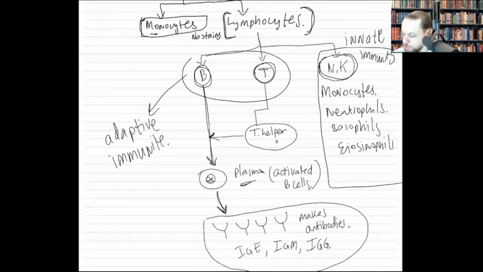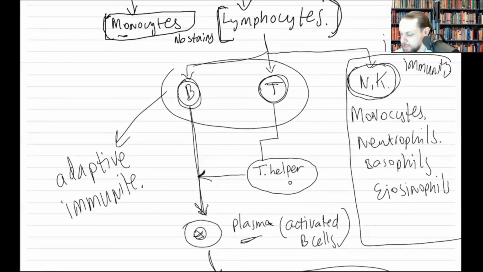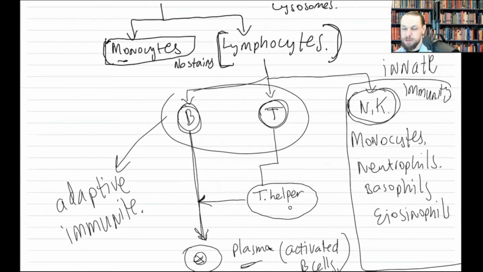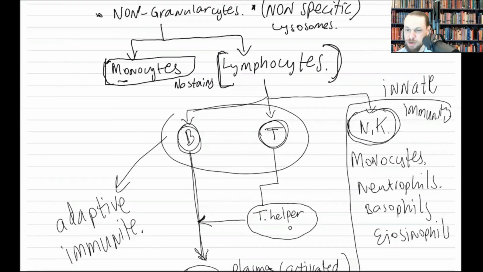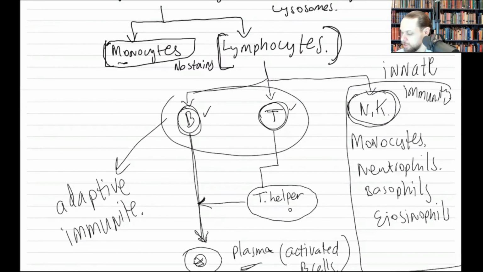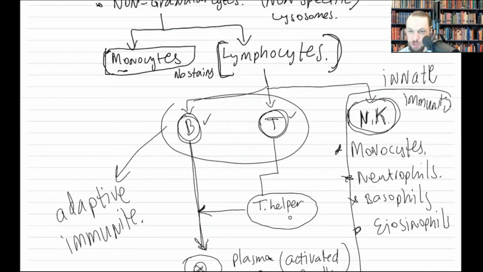So what do I mean by innate and adaptive? Usually when, let's say, a foreign bacteria comes into your body, B and T cells are not the first to come and start to attack that. The first cells that come are the neutrophils, the monocytes or macrophages as they're called in the tissues, basophils, eosinophils, and your natural killer cells. These would be the first lines of defense.